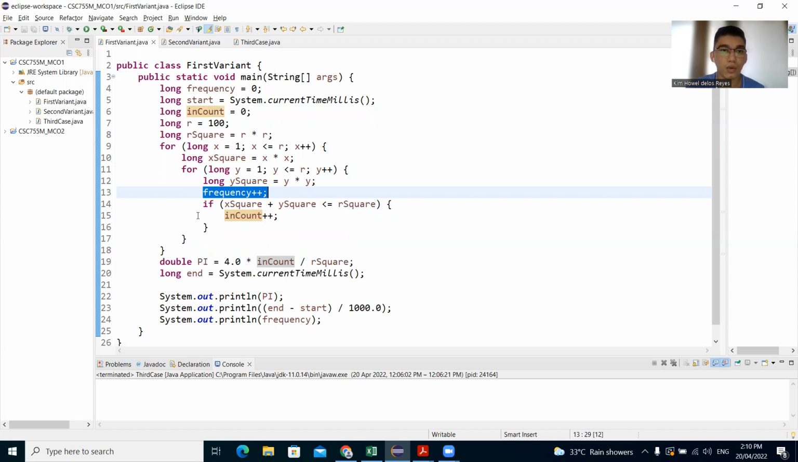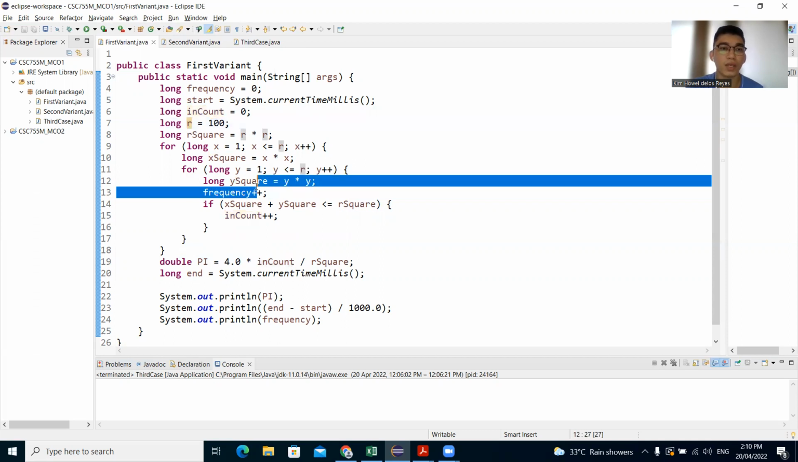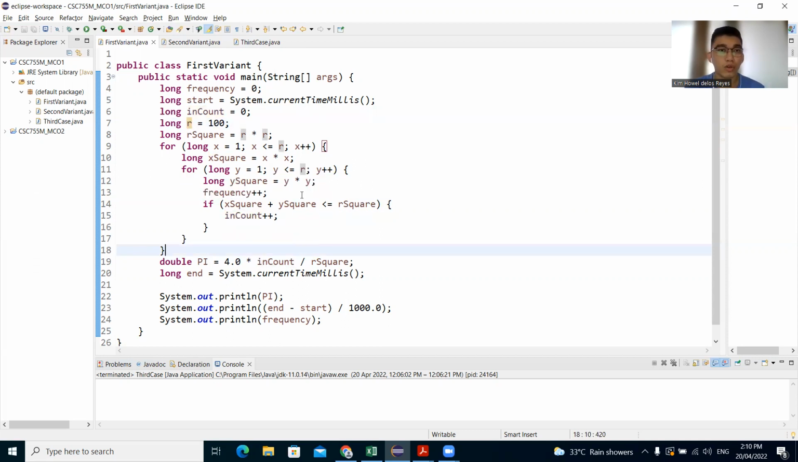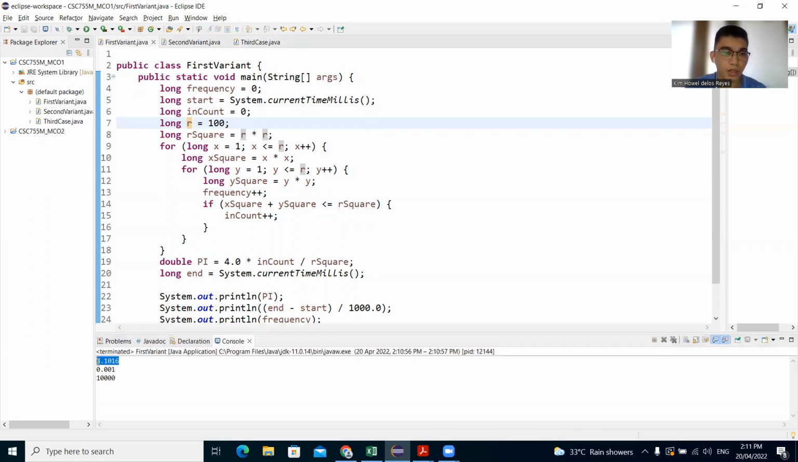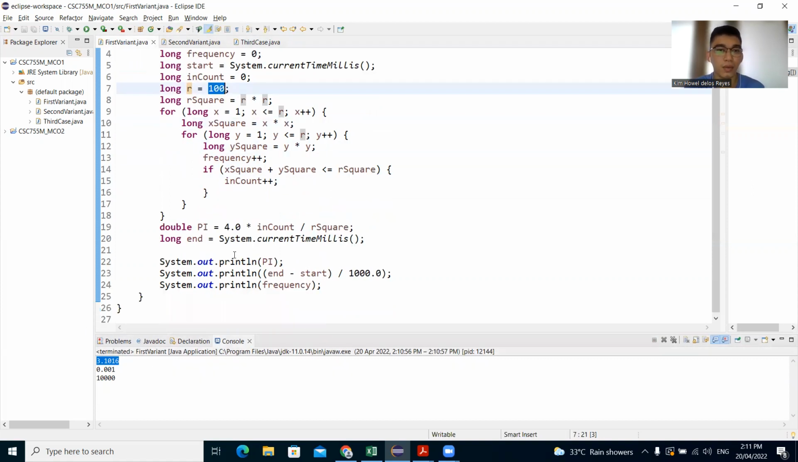Then we'll show you the differences in the value of pi as this r value becomes larger and larger. When we start with r equals 100, we can see that the value of pi tends to be 3.1016. And with r equals 100, the number of main computations that we had is 10,000.